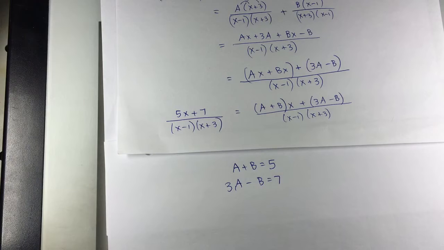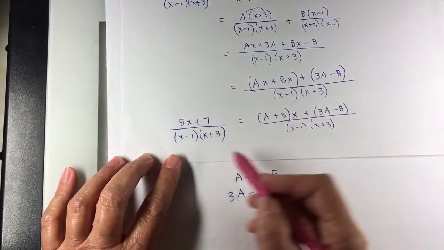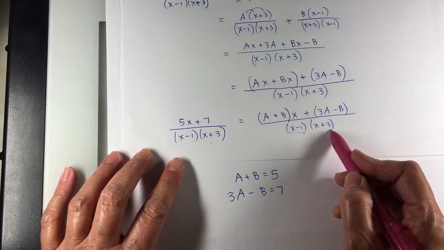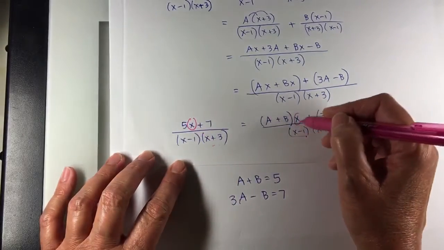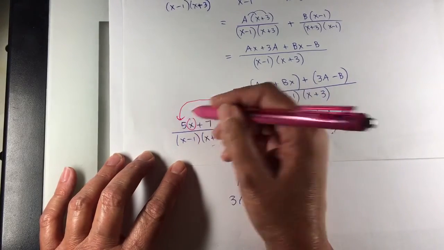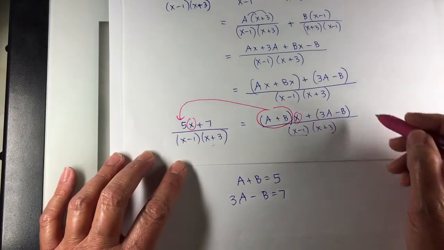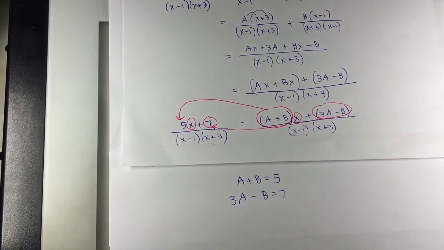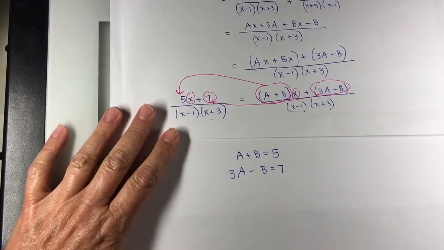Raise your hand if you know where that came from. Okay. Where did it come from? This top part. Look, I have x minus 1, x minus 1, x plus 3, x plus 3. That all matches. I have the x and it matches this x. So a plus b better match the 5, and 3a minus b better match that 7. So I formed this system of equations, and then from here I can solve it.